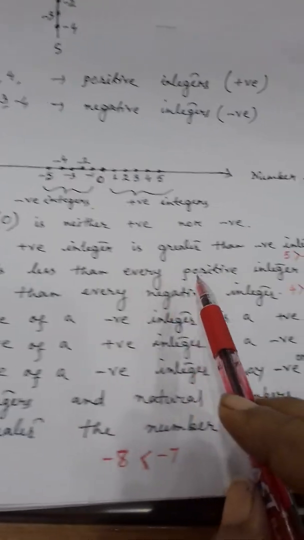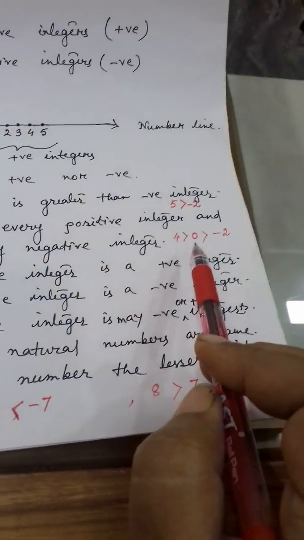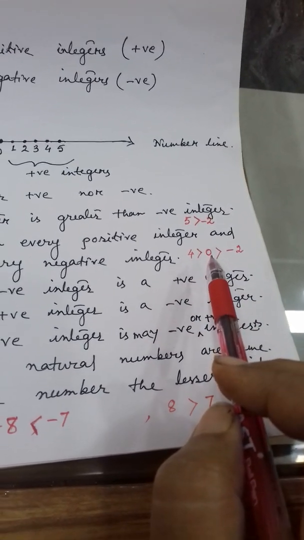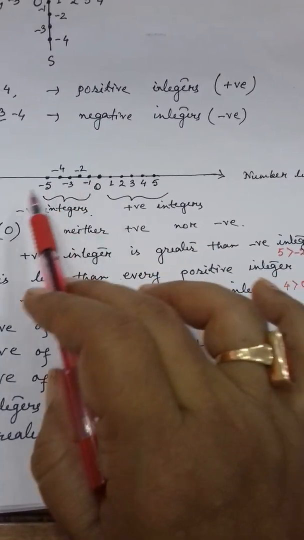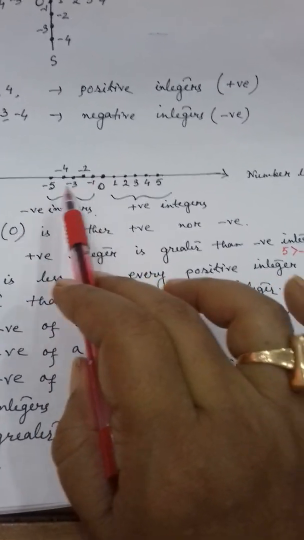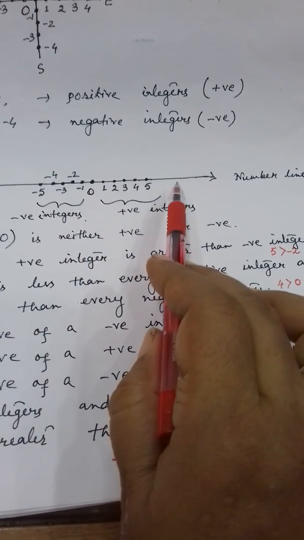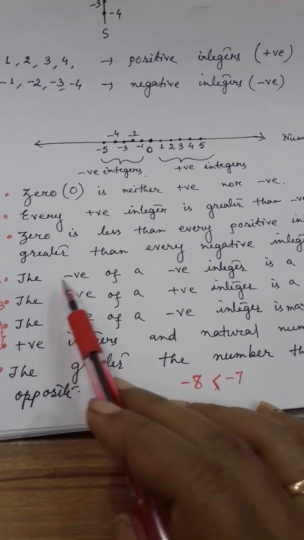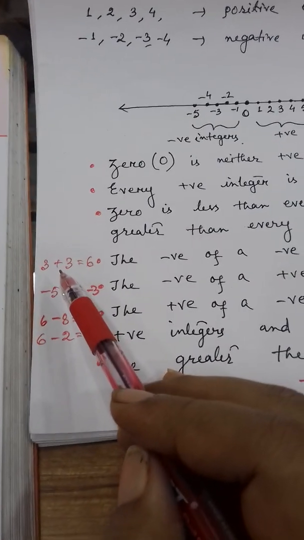Next point, 0 is less than every positive integer and greater than every negative integer. See the example. According to this number line, towards the left-hand side of 0, whatever the digits are, all are negative, and all these negative integers are less than 0, and all these positive integers are greater than 0. Clear? Next, the negative of a negative integer is a positive integer. Means, see here the example given.